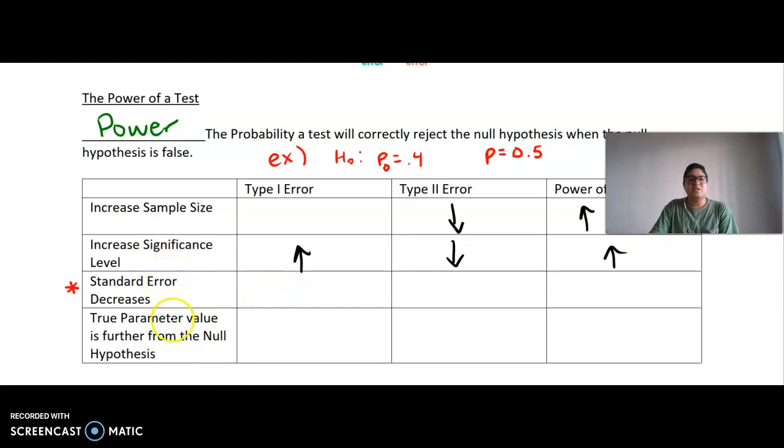Now, let's see here. The standard error decreasing is kind of the same as when we increase the sample size, right? Because we know from the central limit theorem, the more we sample, the less variability in the distribution. So for the standard error decreasing, it's actually going to be the same as increasing the sample size.